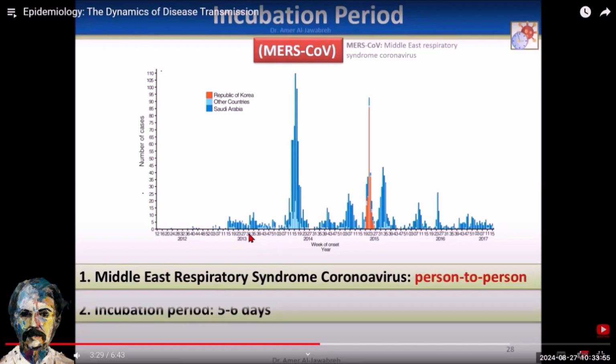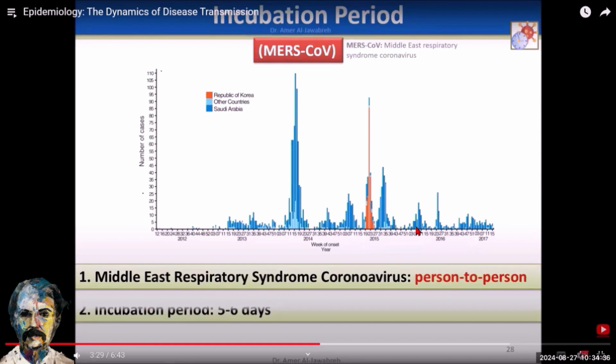Okay? So if you see here, this was a study, number of cases, 110. At the end of 2013, they had a large peak. Then after this, a smaller peak. And then there was a large peak in 2015 at the beginning, with the red one happening in the Republic of Korea, South Korea, or Seoul. So a large peak, and then it went down, and another peak.